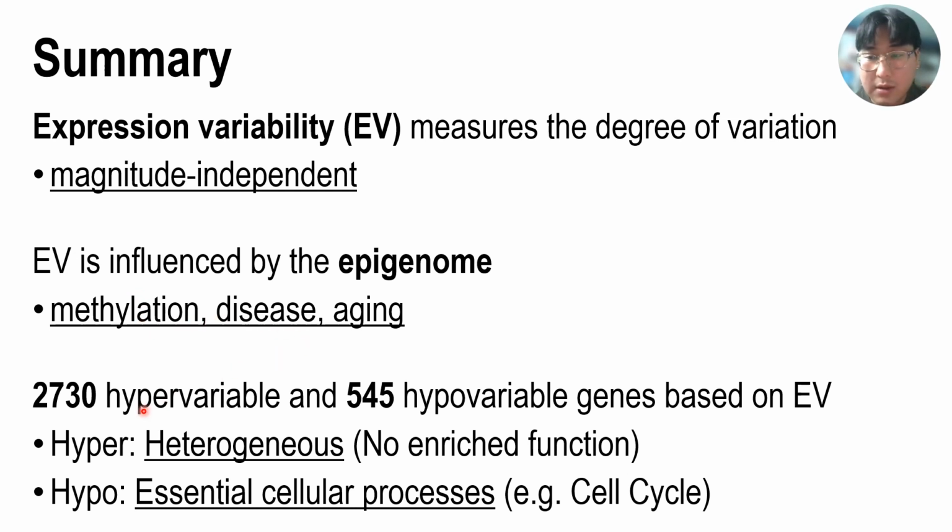And in this study, we found 2,730 hypervariable and 545 hypovariable genes based on the EV metric. The hypervariable genes did not have any significantly enriched function, whereas the hypovariable genes had conserved and essential cellular processes such as cell cycle.